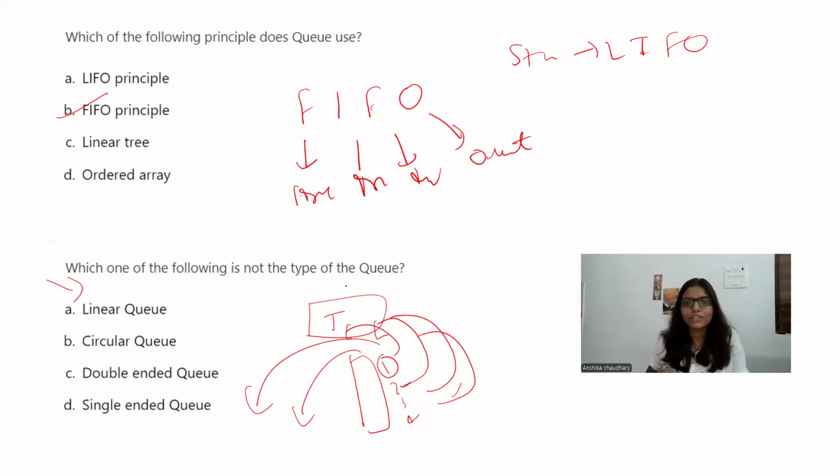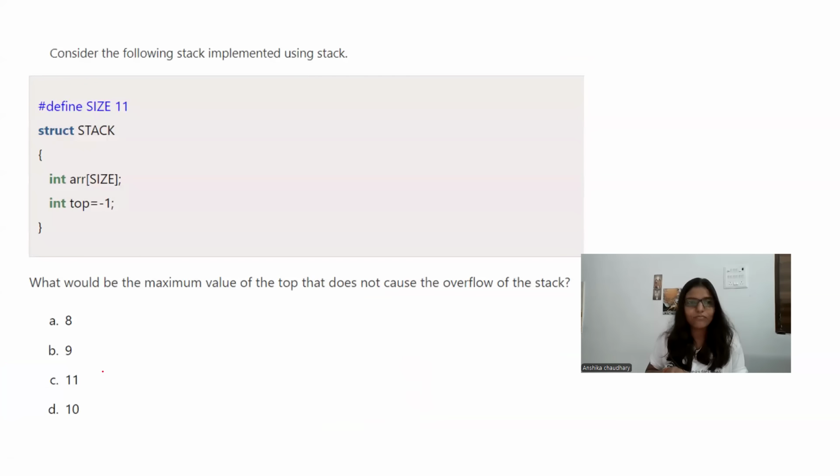Which one of the following is not the type of the queue? Linear queue, yes, it is a type of queue. Circular queue, yes. Double-ended queue, yes. Single-ended queue is not a type of queue. So it will be the correct answer for this particular question.